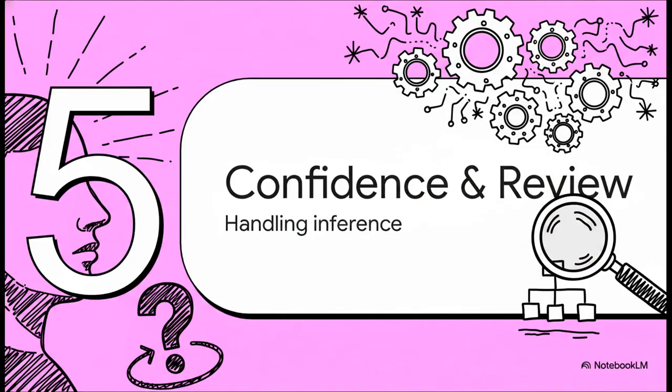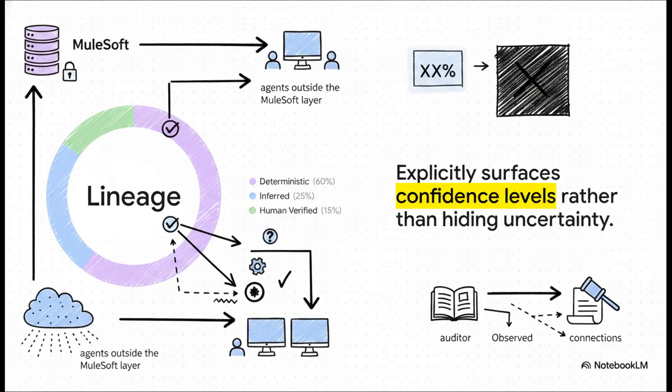Moving right along to Section 5, Confidence and Human Review, because we absolutely have to handle the reality of the real world here. Okay, the reality of the real world is that external APIs, third-party MCP servers, and agents operating outside that MuleSoft layer, well, they won't always expose perfect runtime metadata. We know that. So instead of hiding behind complex black box statistics, this platform does something brilliant. It surfaces its confidence explicitly.